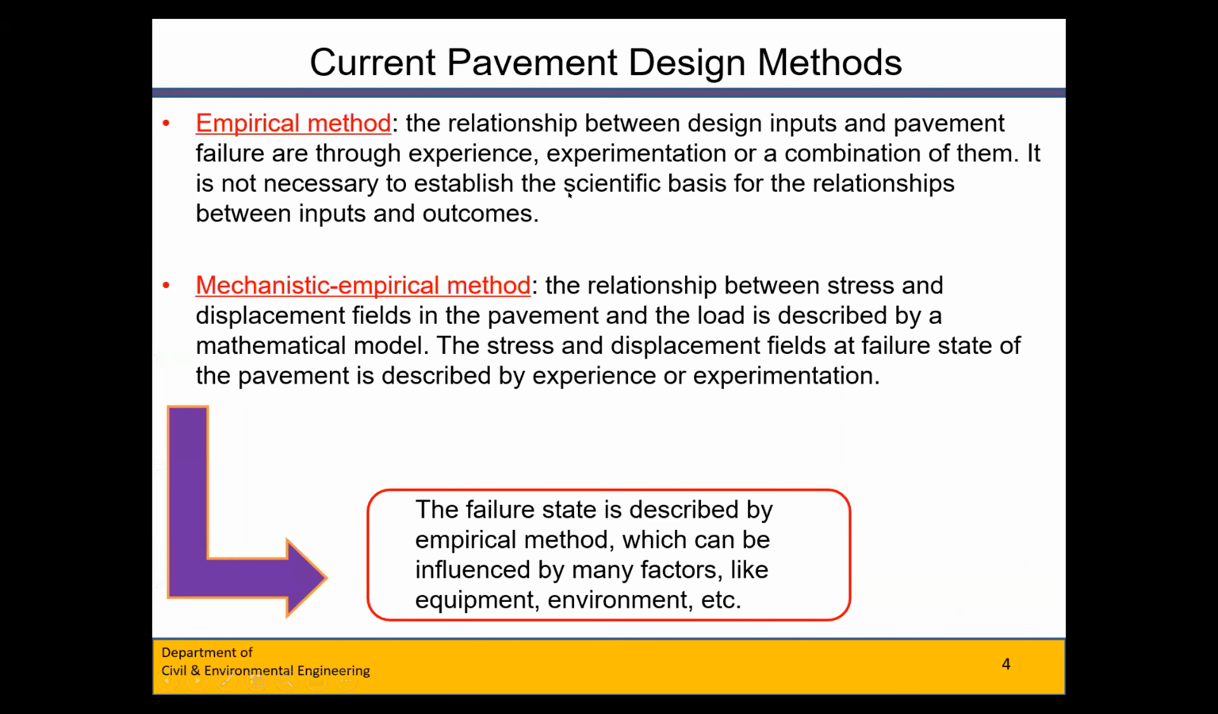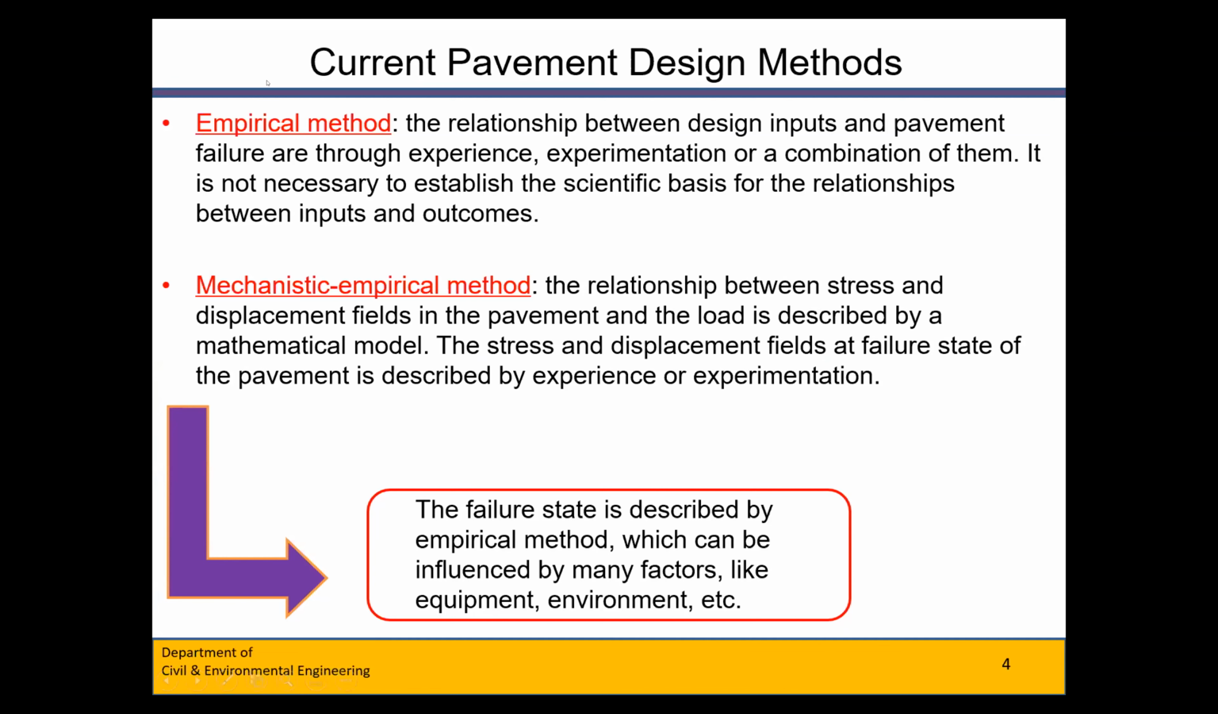So, what are the current pavement design methods in the US? There are two popular methods. The one is the empirical method. The other one is the mechanistic empirical method. In the first method, the empirical one, all of the data are obtained based on experimentation, so the relationship between inputs and outcomes lacks the concept of mechanics.